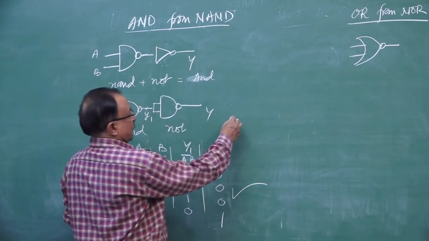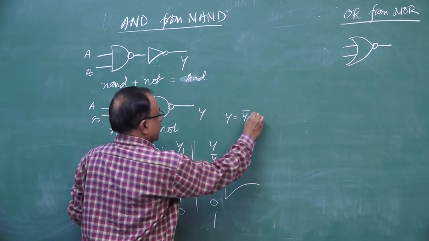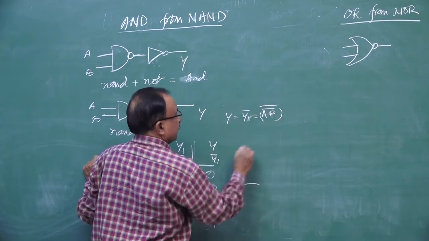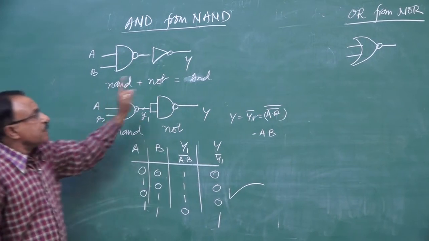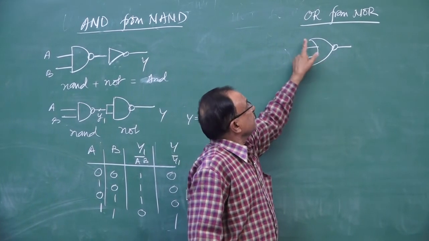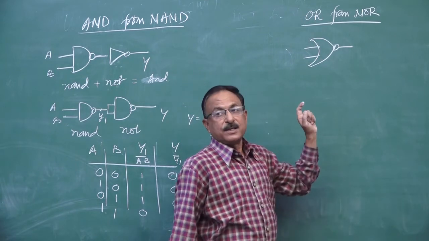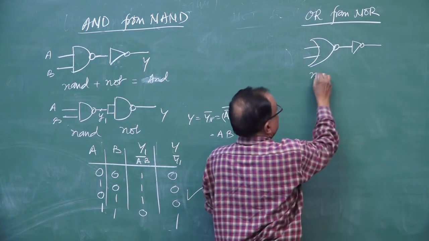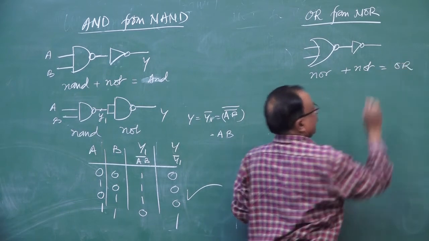So logically we can write Y is equal to Y1 naught, and Y1 was (A into B) naught, and the whole naught will again be A into B. Similarly, we can make the OR gate from the NOR gate. How can we make the OR gate from the NOR gate? Again, just as you have done with the NAND gate, we connect the output of the NOR gate with the NOT. NOR plus NOT will be OR.